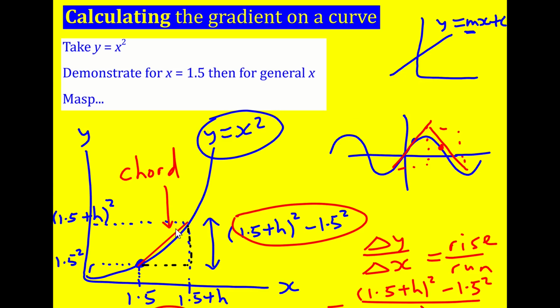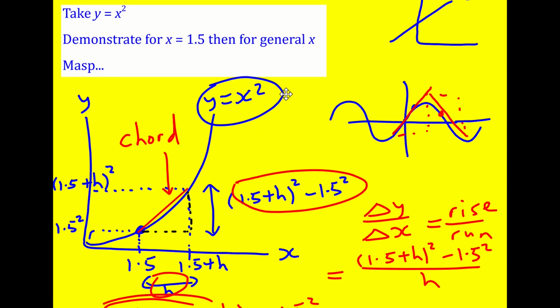Let's backtrack. We've just calculated the instantaneous gradient of y equals x squared at x equals 1.5, but there's nothing special about x equals 1.5. I just used a number to start with. So how can we work out the instantaneous gradient anywhere on this curve? Well, for this, we're going to get rid of the 1.5 and replace it by x, because then I can say that x can equal anything. I could set it equal to 1.5, but I could set it equal to something else. So I'm going to go through the example again, but changing all my 1.5s into x's.